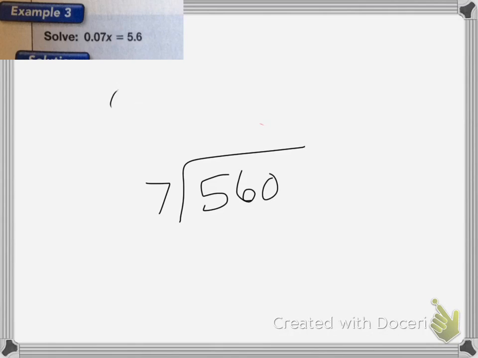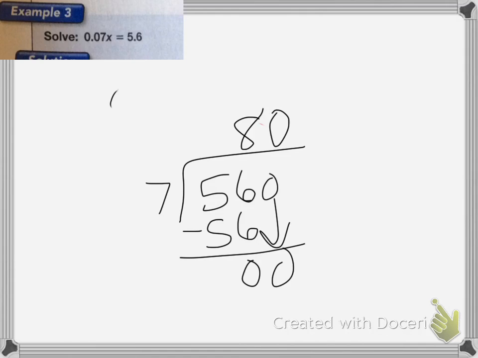Okay. So 7 goes into 56 8 times. That's 56, 0, bring down the 0. 7 goes into 0 0 times. So my answer is 80.